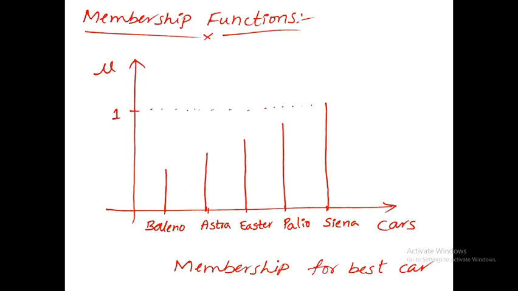And the membership for the best car, let us take, is 1. The complete membership value is given to the highest opted car, that is Sina. The least is Baleno, so correspondingly the membership value will be decreased.